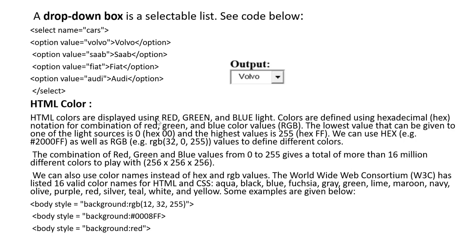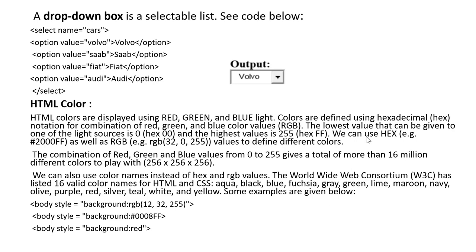HTML colors are displayed using red, green and blue light. Colors are defined using hexadecimal, like this, 0008FF. This hexadecimal provides some color that may be red, green, yellow or something. Notably, for combining red, green and blue, RGB, the lowest value that can be given to one of the light sources is 0, and the highest value is 255.